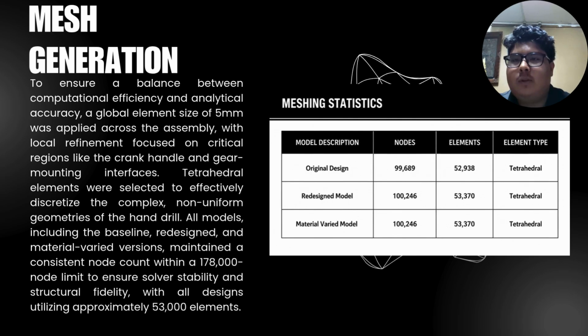Moving on to our methodology, we prioritize both computational efficiency and analytical accuracy in our mesh generation. We apply a global element size of 5 mm across the assembly, with local refinement focused on critical regions such as the crank handle and gear mounting interface. We utilize a tetrahedral element to discretize the complex geometry. As you can see in the table, we maintain a consistent node count below 178,000 nodes and roughly 53,000 elements across all models to ensure solver stability, reliability, and structural fidelity.